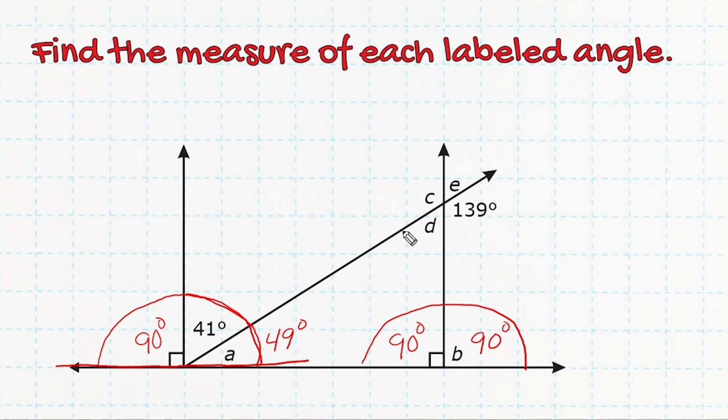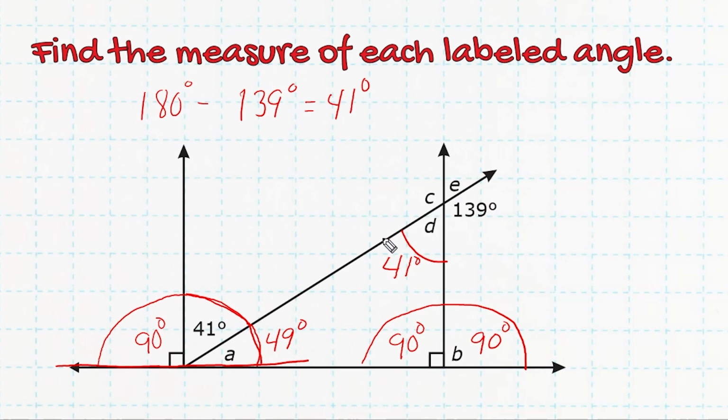Now, to find angle D, we should understand that the three interior angles of any triangle have a sum of 180 degrees. So far, we have a total of 139 degrees because if you add 49 and 90, that is a total of 139. So if we take 180 degrees and subtract 139 from that, that would leave us with 41 degrees, which is the measure of angle D.